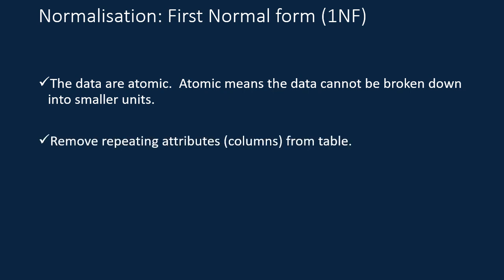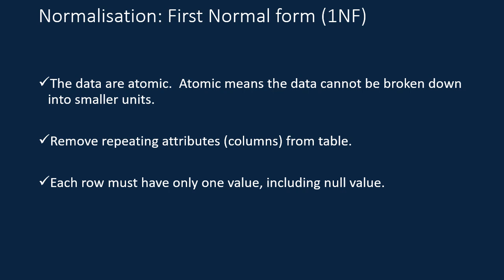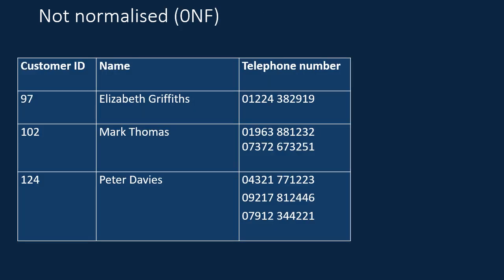Secondly, a normalized database in first normal form needs to have no repeating attributes or columns in the table. Each row must only have one value, including null value, and each record or row needs to have a unique identifier. So let's have a look at this example here of a customer database.